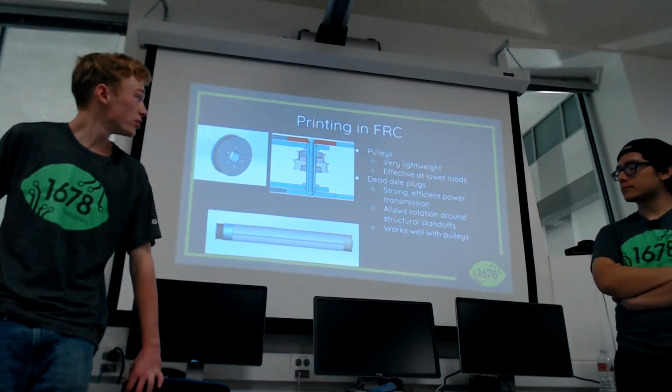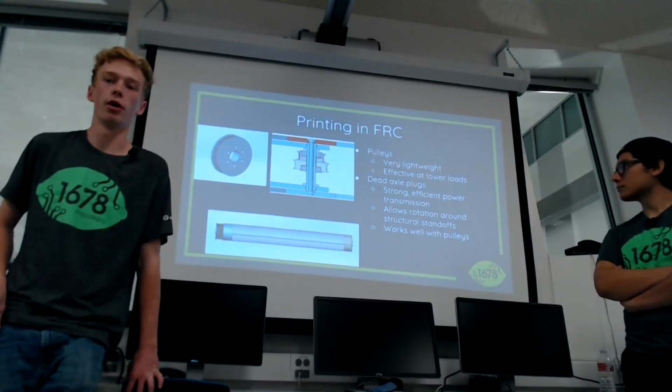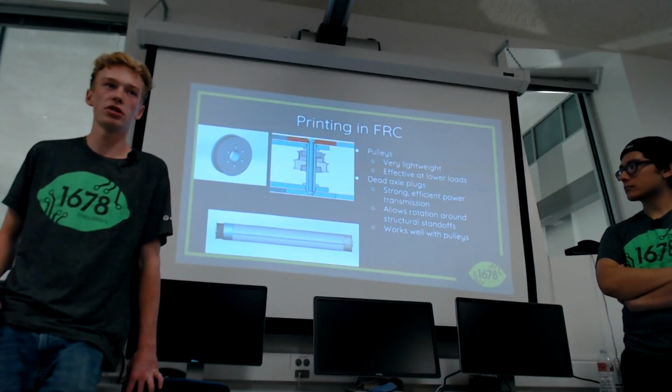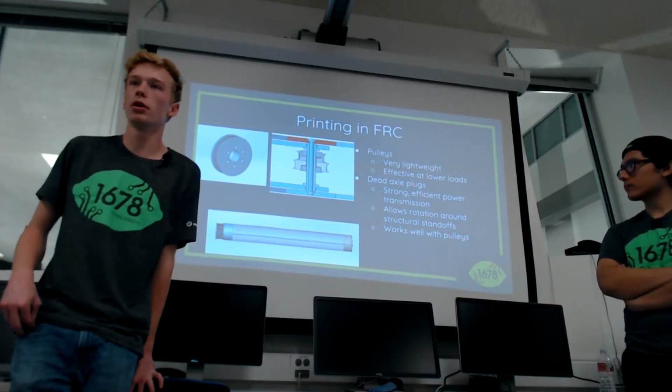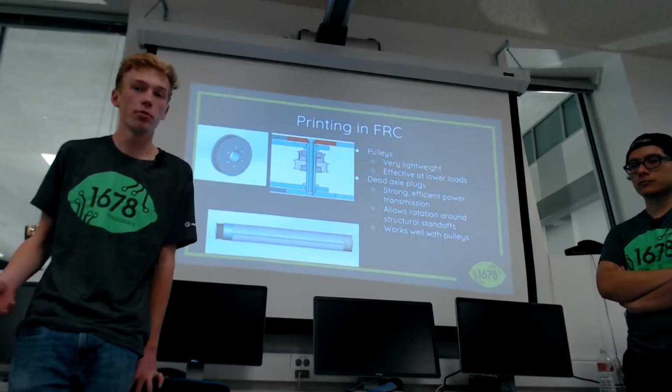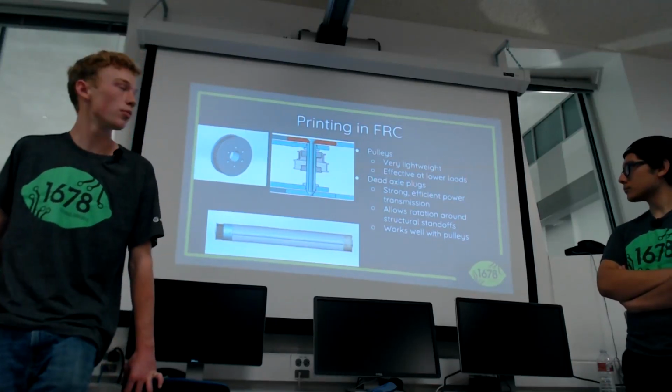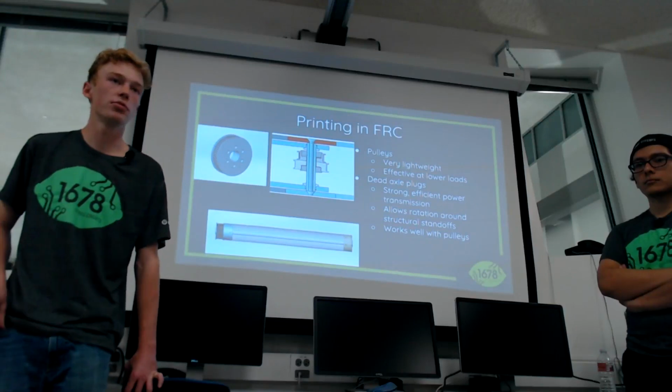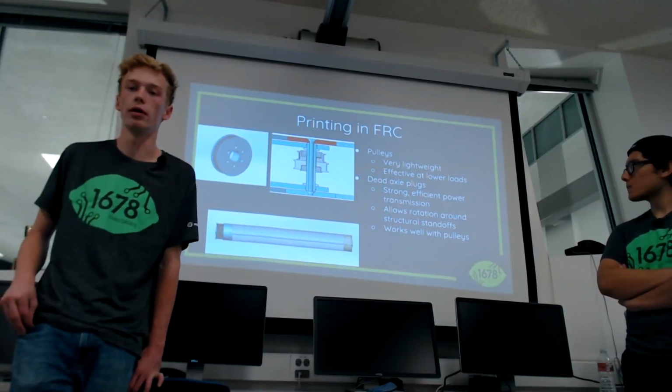Printing pulleys too is a great way to save a little bit of weight on your robot, especially in low torque situations like intakes, where the pulleys aren't going to be doing a whole lot on their own. If you just replace those aluminum ones with 3D printed ones, it can really save a lot of weight. This is the one place where you can actually 3D print power transmission and kind of get away with it.